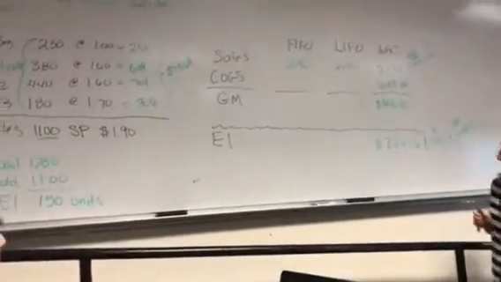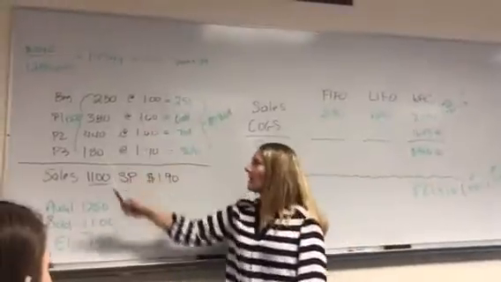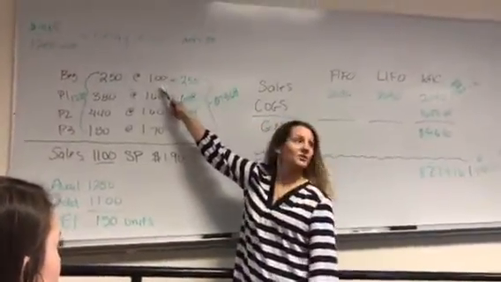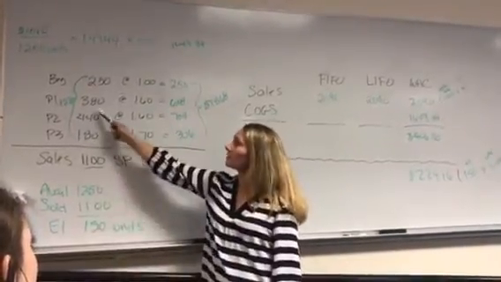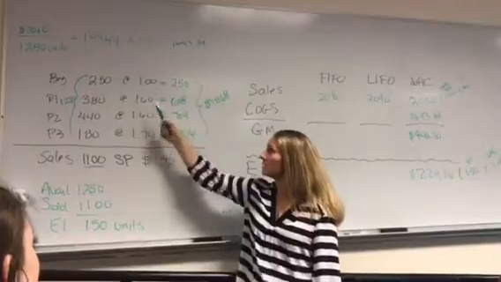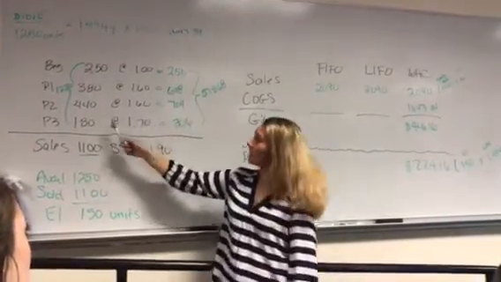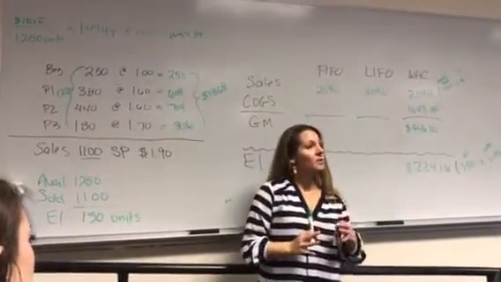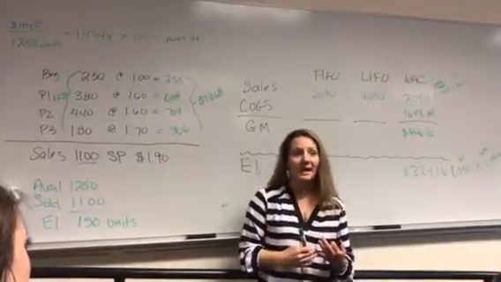Okay. We're going to calculate our weighted average cost per unit for this problem, where we have our beginning balance of 250 units, and they had each unit acquired at $1 each. Then they made 3 purchases, one for 380 units at $1.60 each, 440 units at $1.60 each, and then 180 units at $1.70 each.